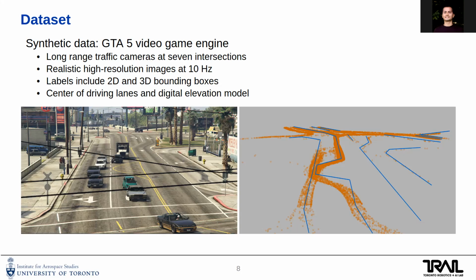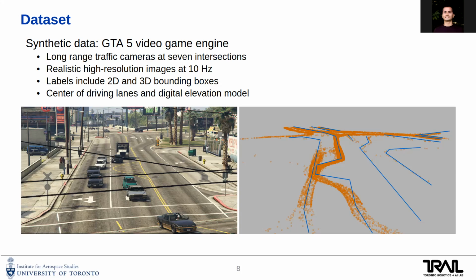The labels include the 2D and 3D bounding boxes of each vehicle, as well as the center of driving lanes and the digital elevation model. These are additional data inputs that we have available for our experiments.